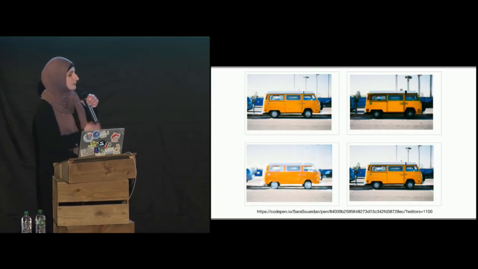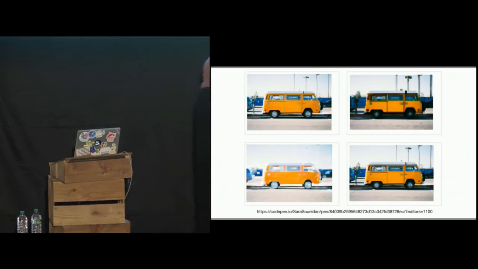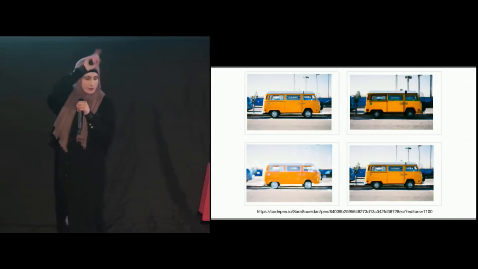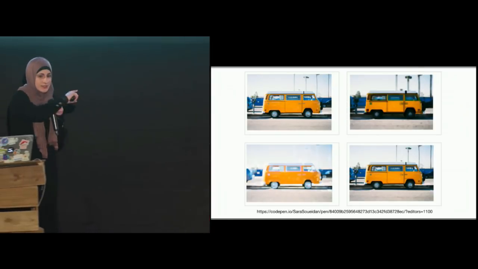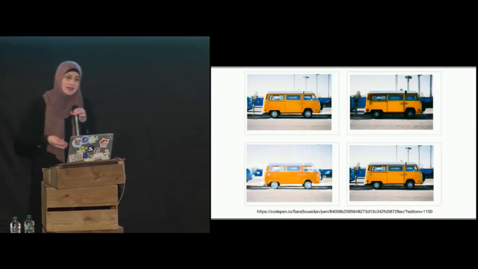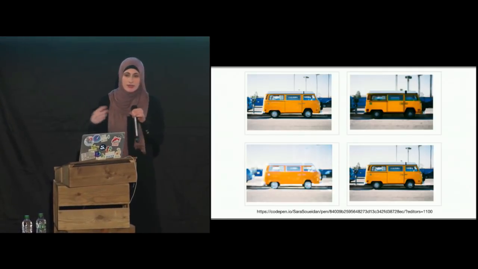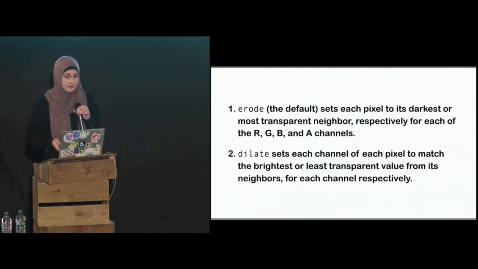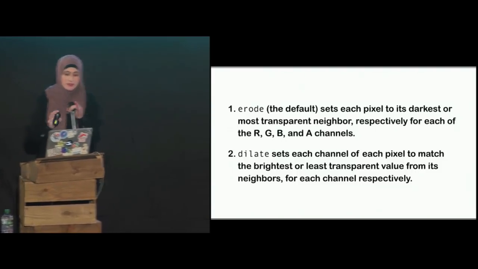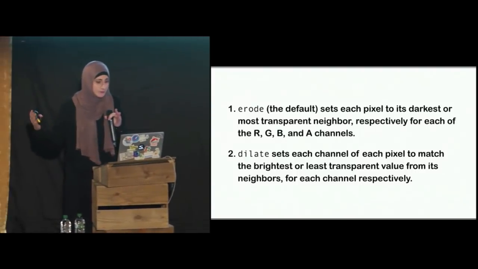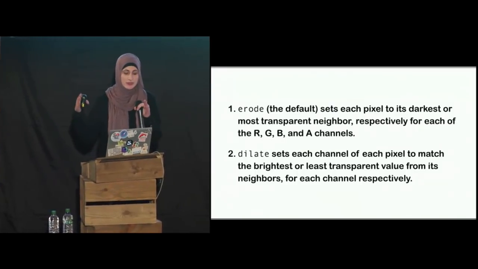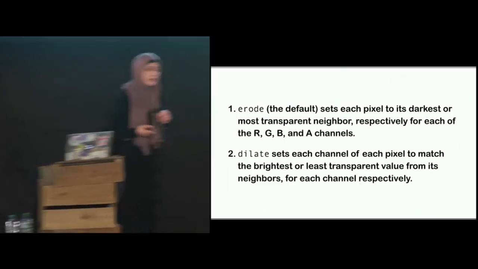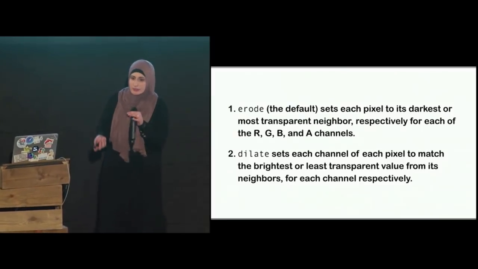The only thing that you might notice in this slide is that when you apply these effects, you have erode and you have dilate. The difference between the image on the top right and the one on the bottom left is the color. One of them looks like it has lighter strokes and the other one has darker strokes. This is because, again, a little bit of technical stuff. Erode sets each pixel to its darkest or most transparent neighbor, whereas dilate sets the channel to match the brightest or least transparent one. So morphology, when applied to images, has a very predictable effect.